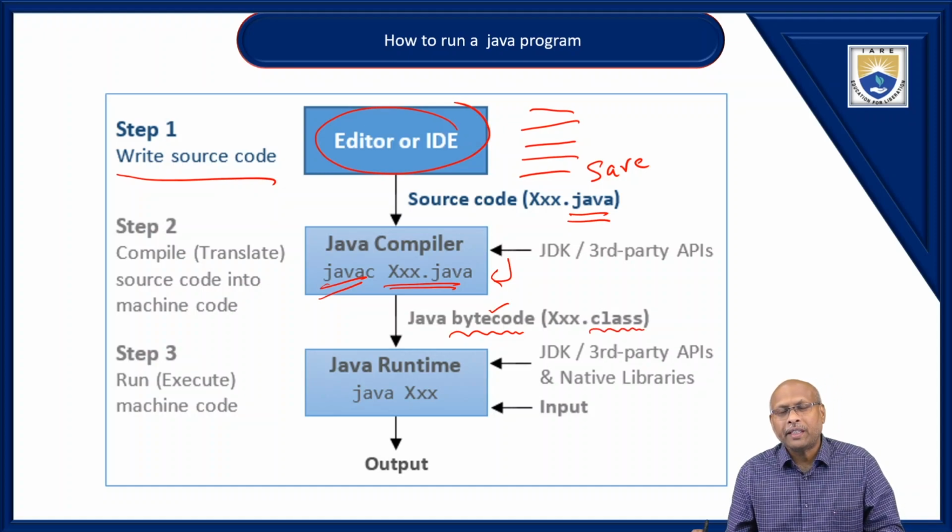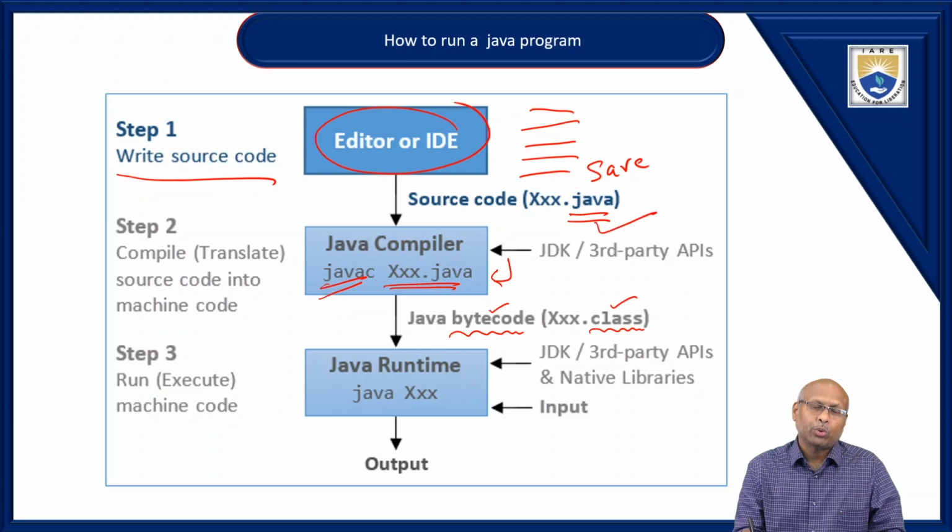Most of the time, even in the exam, they may ask a question: what is the extension of bytecode? The extension is always .class. Your source code extension is .java. For source code, the extension is .java. For bytecode, the extension is .class.